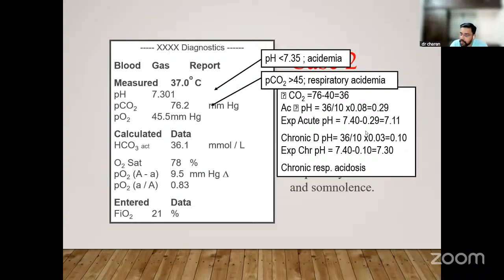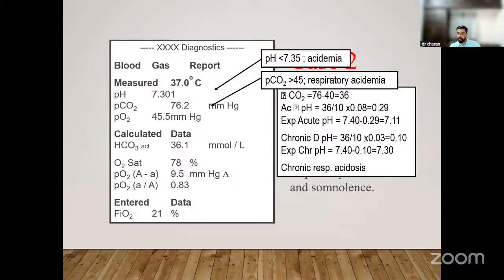In the acute problem, the kidney is not able to manage properly, so pH is very much deranged. See our pH. Our pH is 7.30. So out of these two, it is matching with chronic respiratory acidosis. By doing this formula, you identify whether it is a chronic respiratory acidosis or an acute respiratory acidosis.